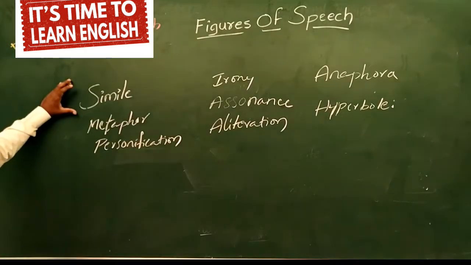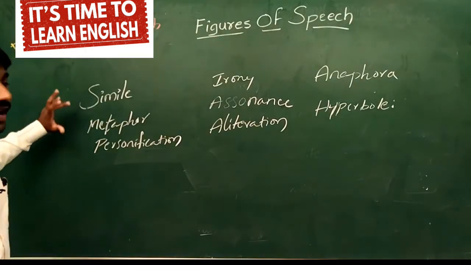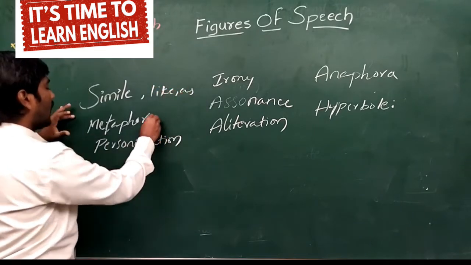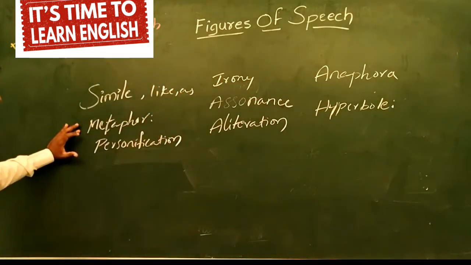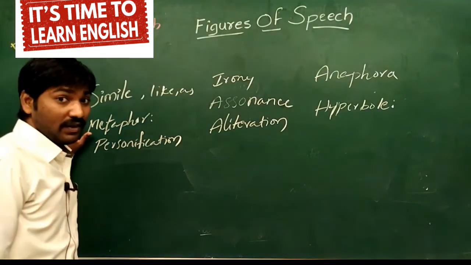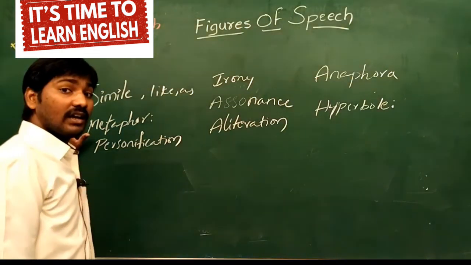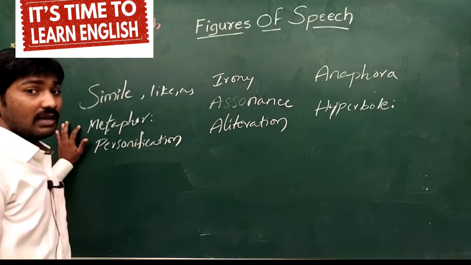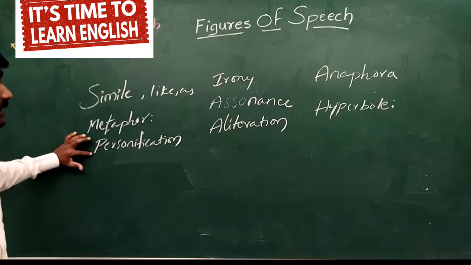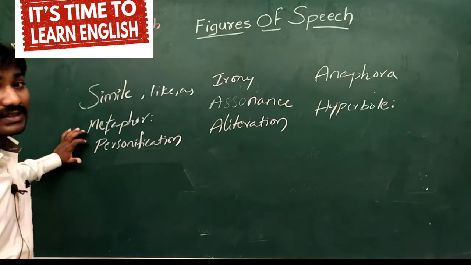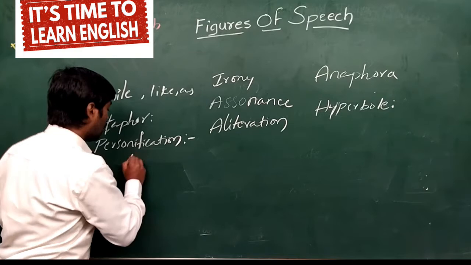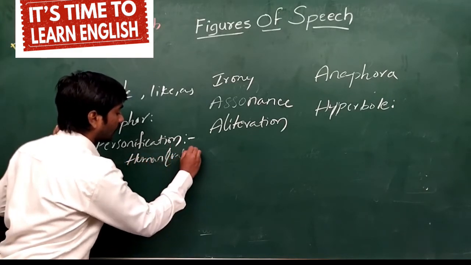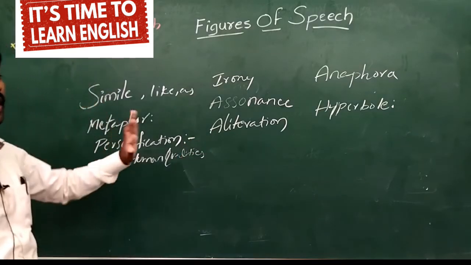Simile means comparing two unlike things by using like or as. Metaphor is comparing two unlike things without like or as. For example, Rani Rudrama Devi fought like a tiger: simile. Rani Rudrama Devi is a tiger in the battle: metaphor. And personification is giving human qualities to non-living things.